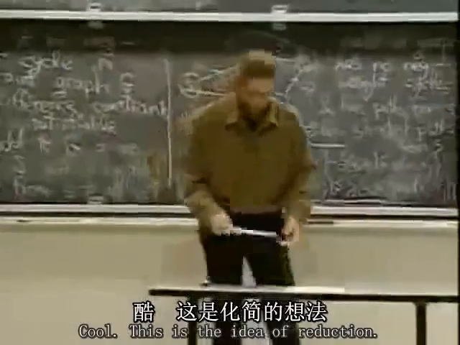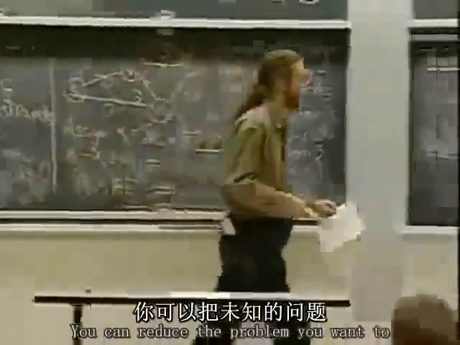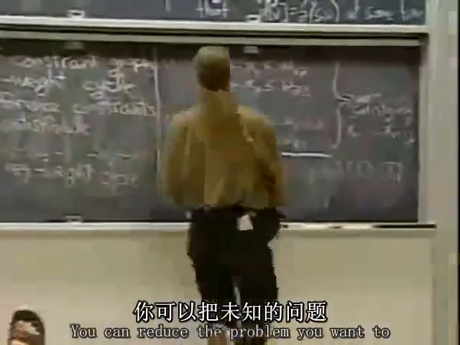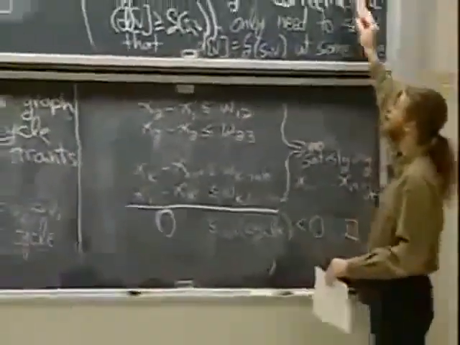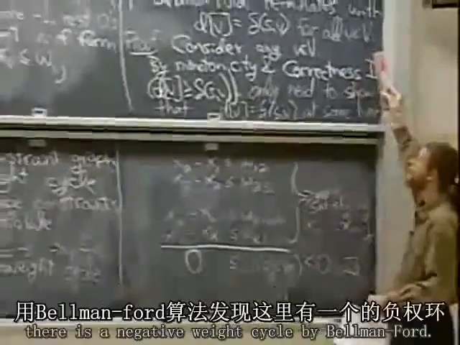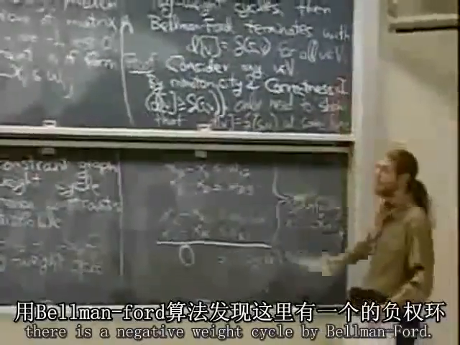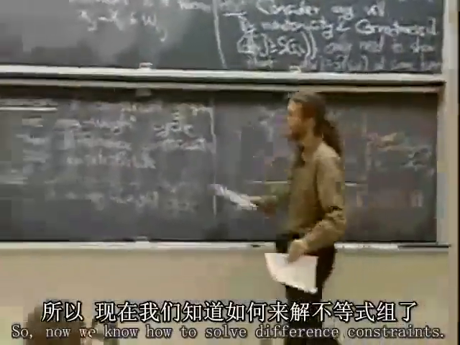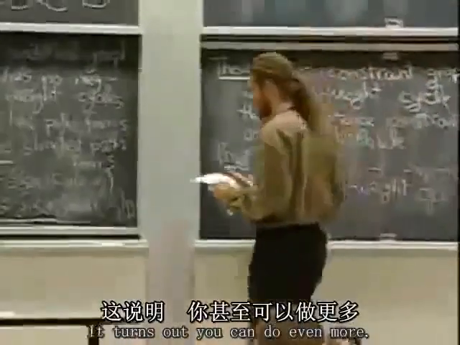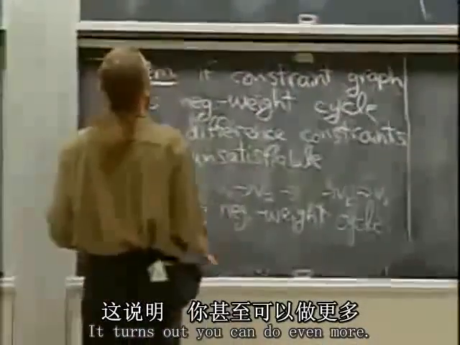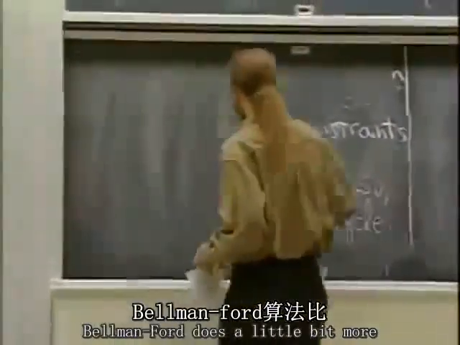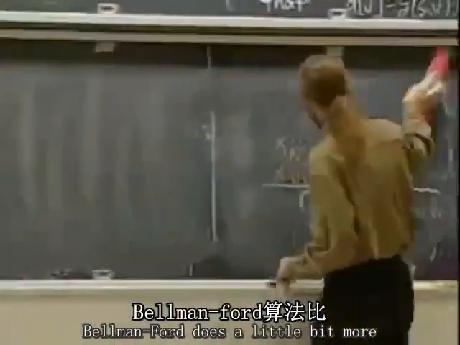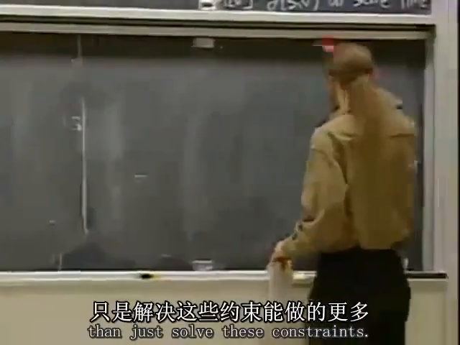Cool. This is the idea of reduction. You can reduce the problem you want to solve into some problem you know how to solve. We know how to solve shortest paths when there are no negative weight cycles, or find out that there is a negative weight cycle, by Bellman-Ford. So now we know how to solve difference constraints. Turns out you can do even more. Bellman-Ford does a little bit more than just solve these constraints.